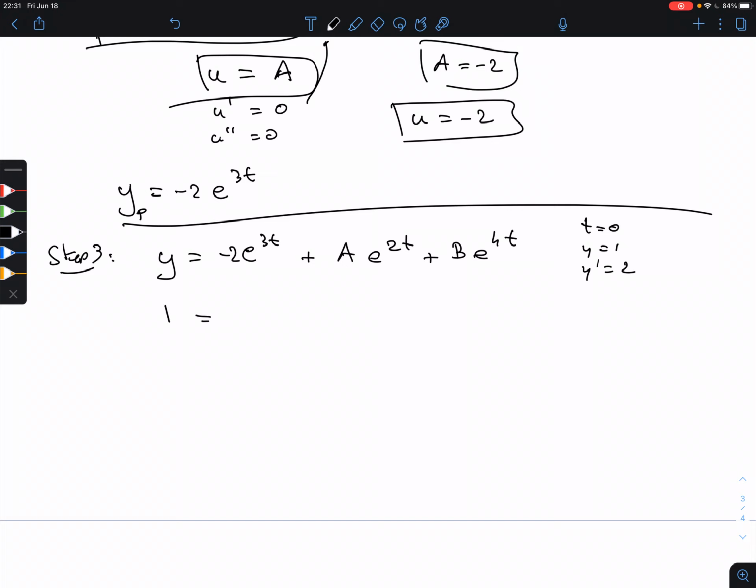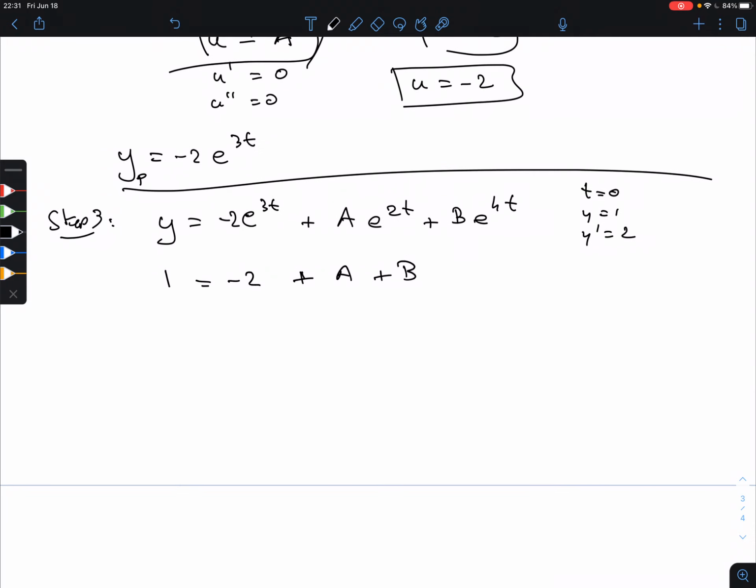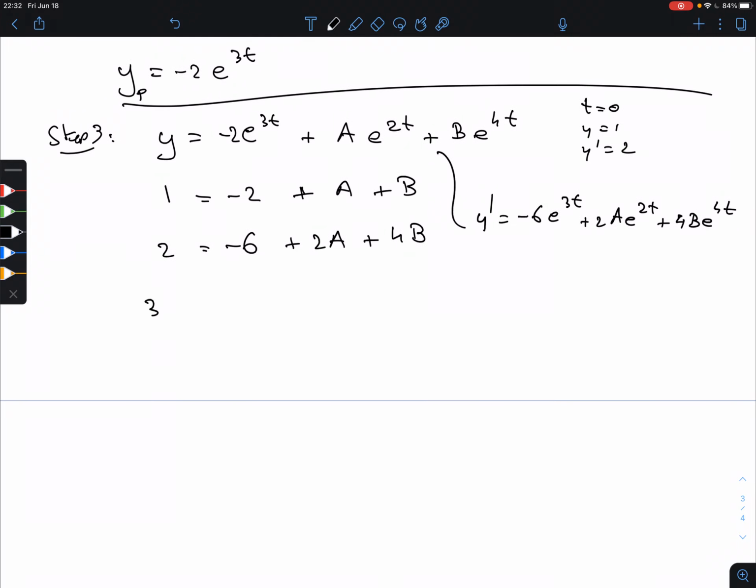So if I plug in 0 in here, then I get 1. And here I get, but be careful, there's a minus 2 there, plus a plus b, because the exponentials are all e to the 0, or 1. And now I need the derivative. So let's calculate the derivative. y prime is minus 6e^(3t) plus 2a e^(2t) plus 4b e^(4t). If I plug in, then it's 2 equals minus 6 plus 2a plus 4b. Okay, let's put everything on one side. 3 is equal to a plus b, and the other equation says 8 is equal to 2a plus 4b.